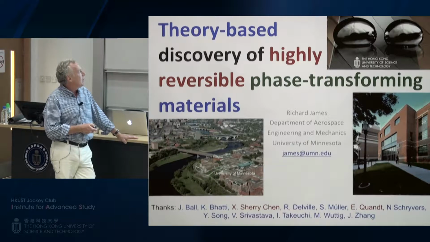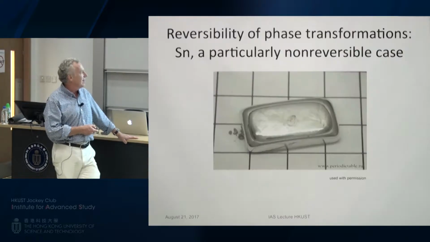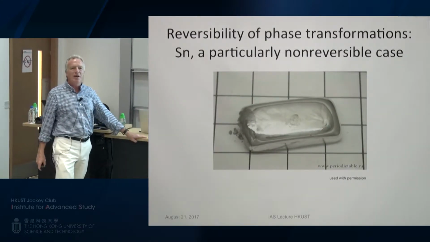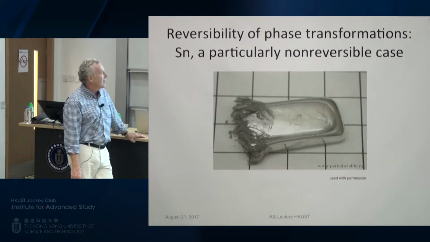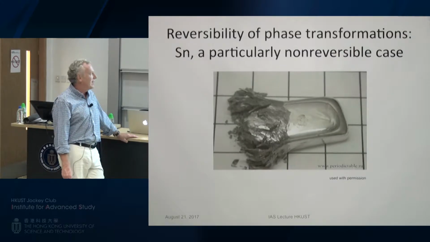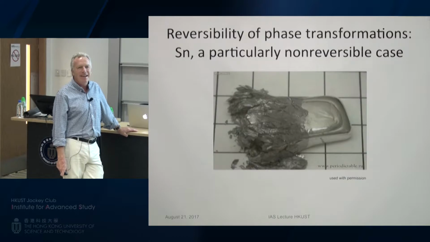It's about the reversibility of phase transformations, and so I start with a very simple... This is a very basic talk, so you can interrupt me if you want. I start with a case of a highly non-reversible phase transformation. That's the alpha-beta transformation in tin, the element tin.